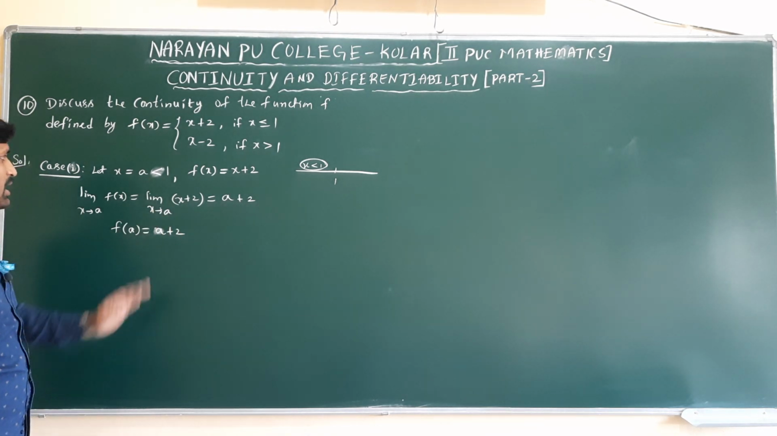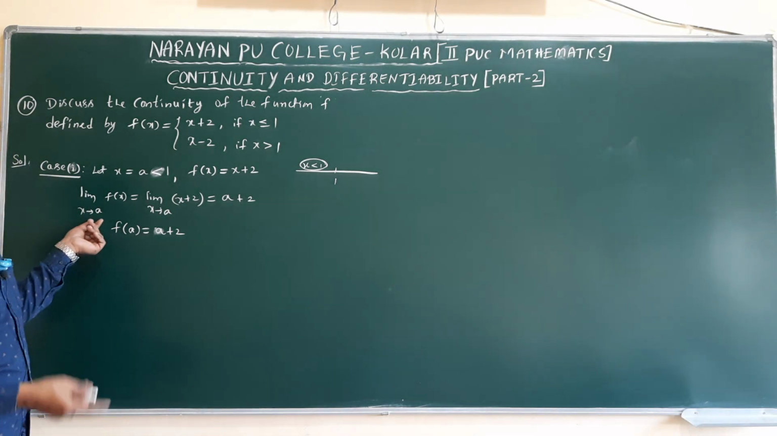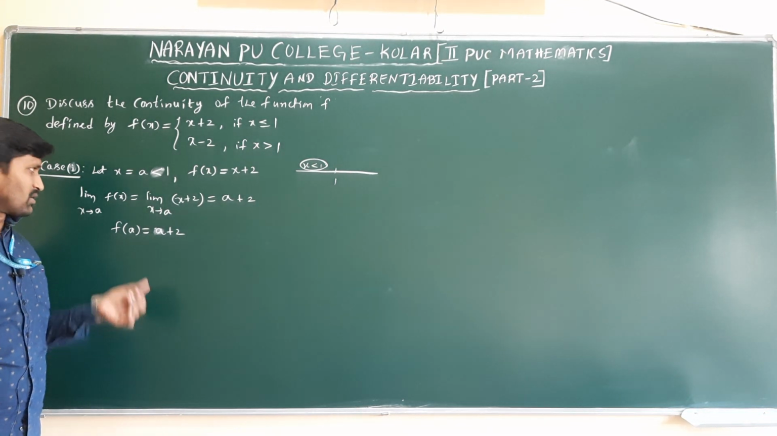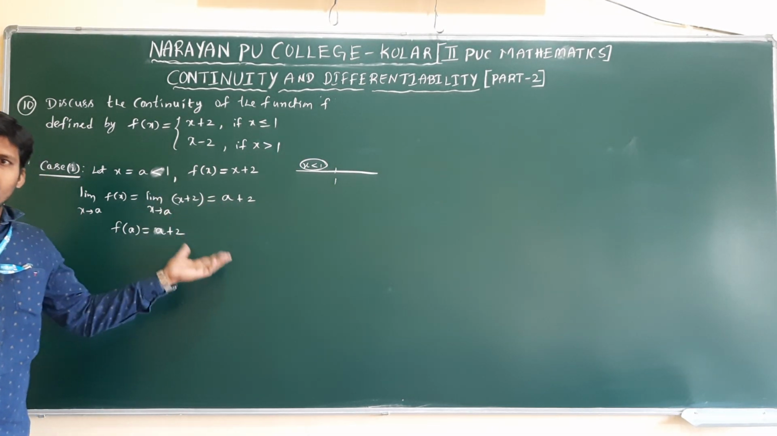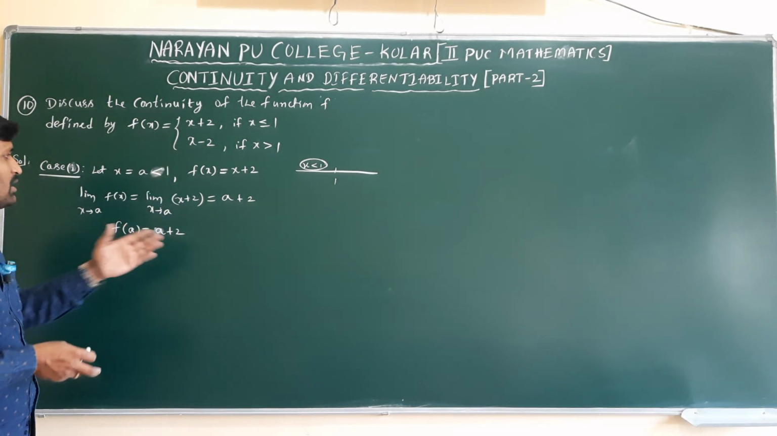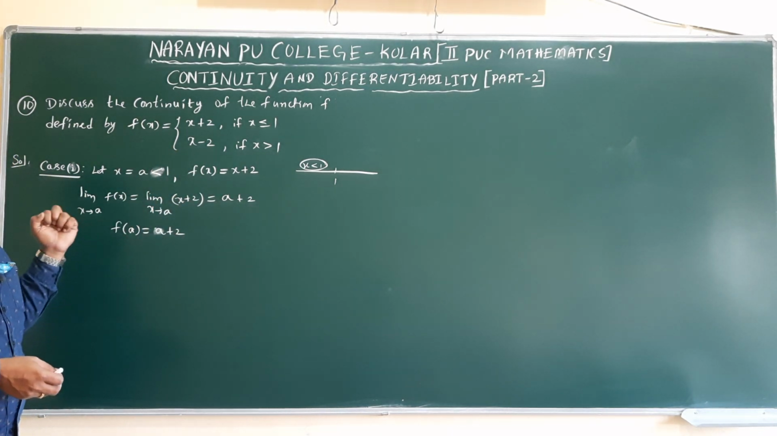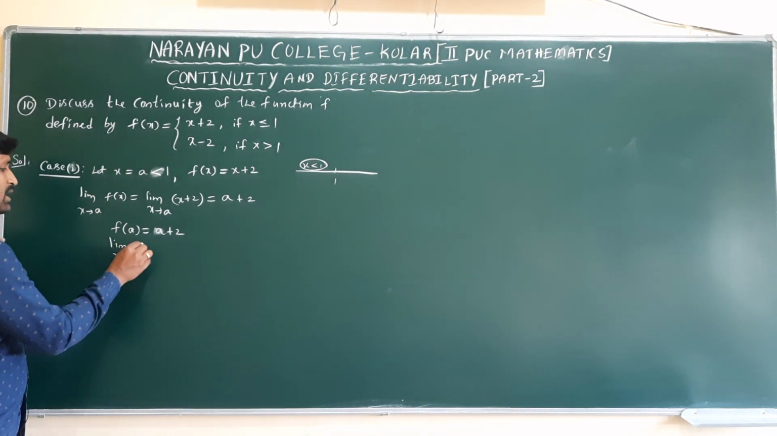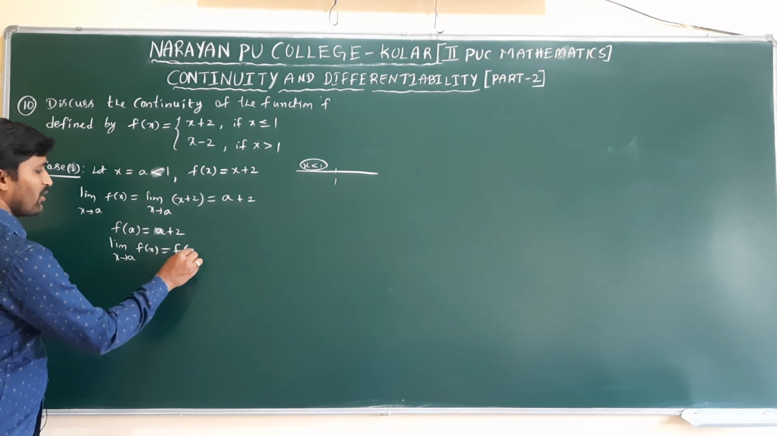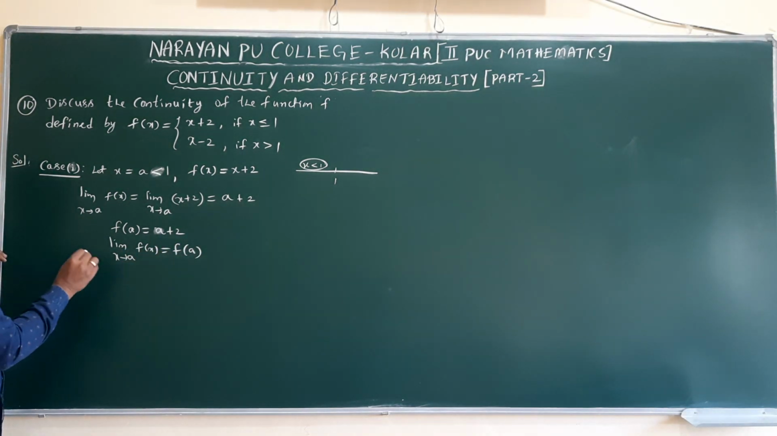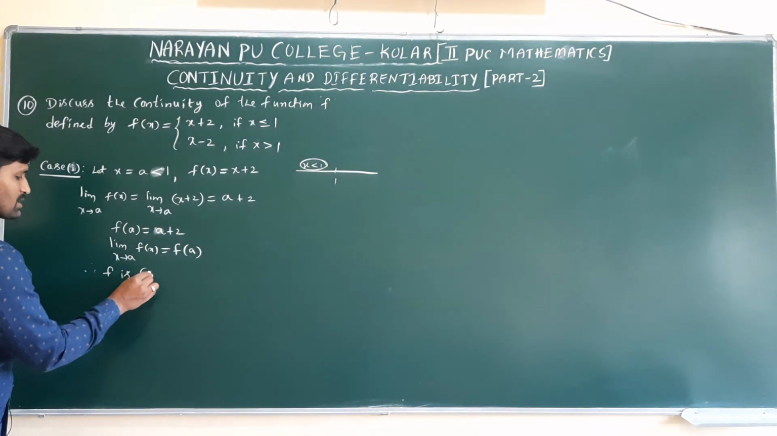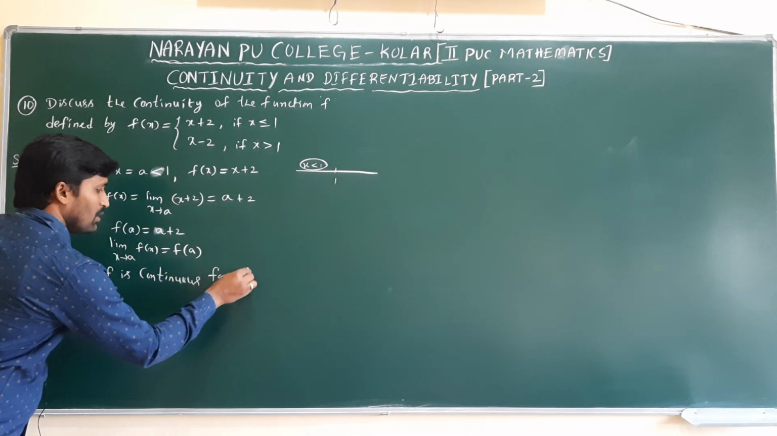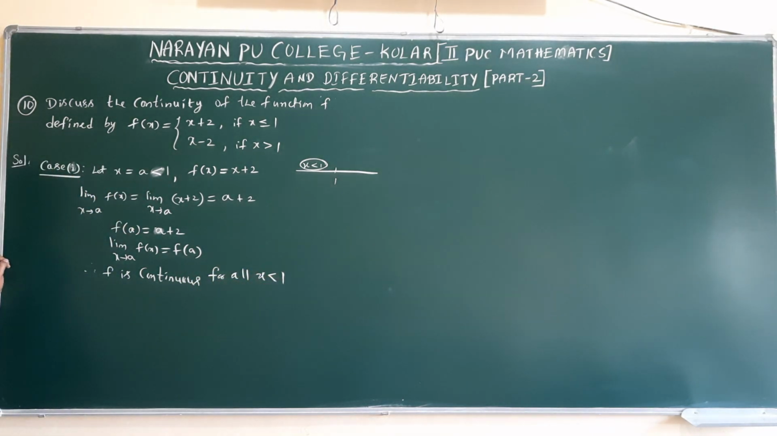That means for all left side of 1, for example a is 0 if you take, 0 plus 2, 2 we will get. If a is minus 1, minus 1 plus 2 we will get. Like that, for any value if you take less than 1, we will get the limit of the function and function value both are equal. That's why here limit x tends to a, f of x equal to f of a. From this what we can conclude, f is continuous for all which values? x is less than 1.